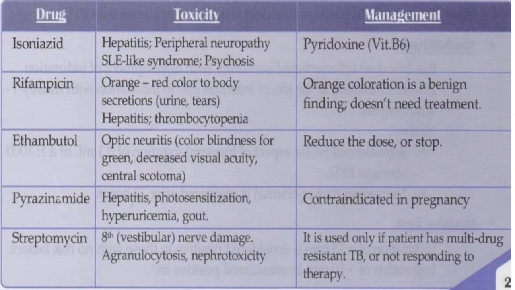Streptomycin involves the 8th cranial nerve, which is the vestibular nerve. So it is an ototoxic drug. Agranulocytosis and nephrotoxicity also occur. It is used only if the patient has multi-drug resistant TB or is not responding to the therapy. Otherwise it is not used, and it should also be avoided in pregnancy.